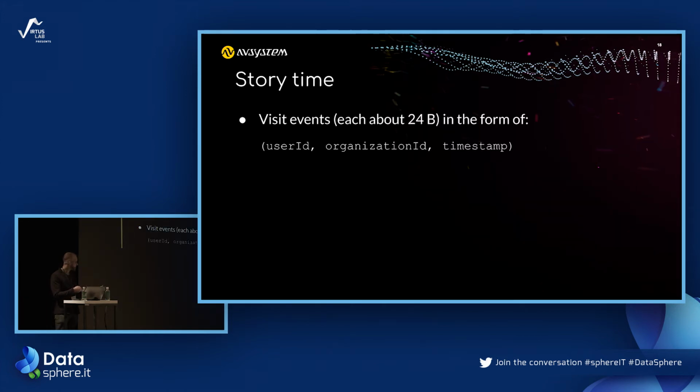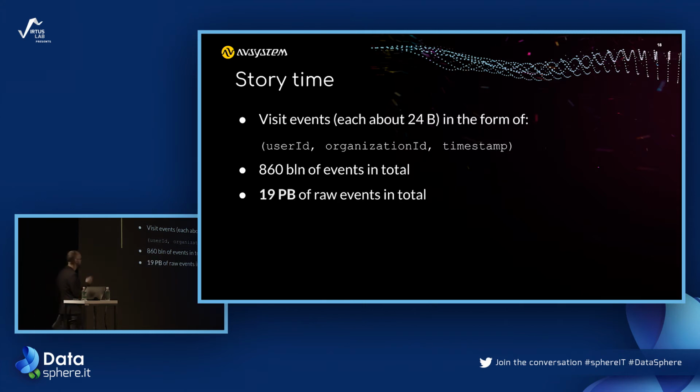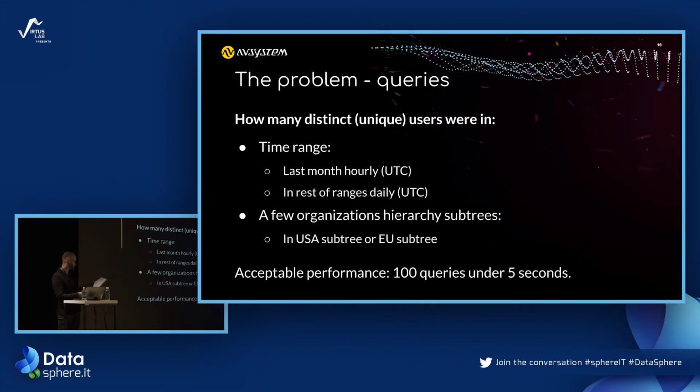So now some information about the volume of the data. Visit events are in the form user ID, organization ID, and timestamp. We have 860 billion events in total, which sum up to 90 petabytes of raw events. And we want to solve such a problem: answer how many distinct users were in some time range in a few organizations. The time range is a subset of the last month with hourly precision, and for the rest of the ranges with daily precision. Acceptable performance of such 100 queries is under 5 seconds.